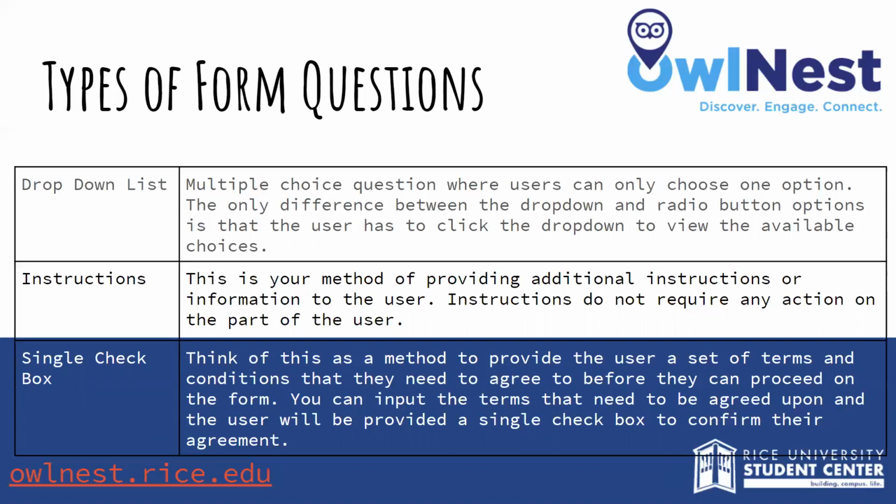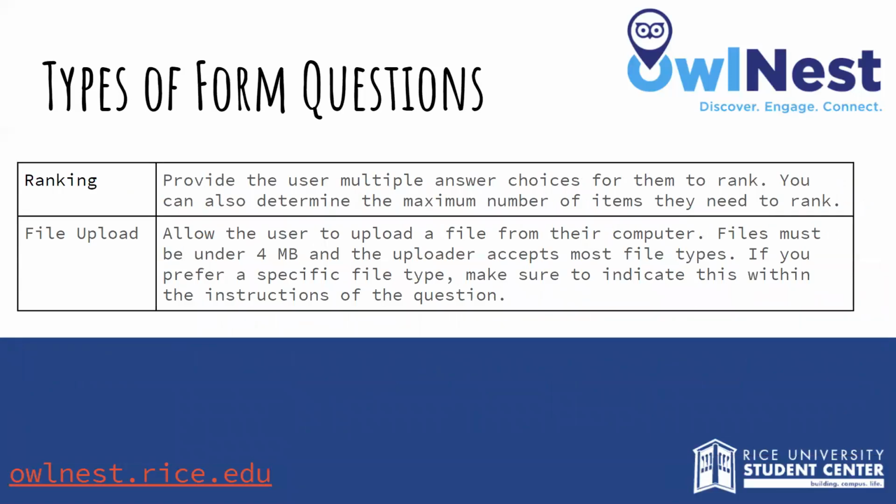Instructions don't require any action on the part of the user. The single checkbox is a method to provide the user a set of terms and conditions that they need to agree to before they can proceed on the form. You can input the terms that need to be agreed upon, and the user will be provided a single checkbox to confirm their agreement. Ranking provides the user multiple answer choices for them to rank. You can also determine the maximum number of items they need to rank.